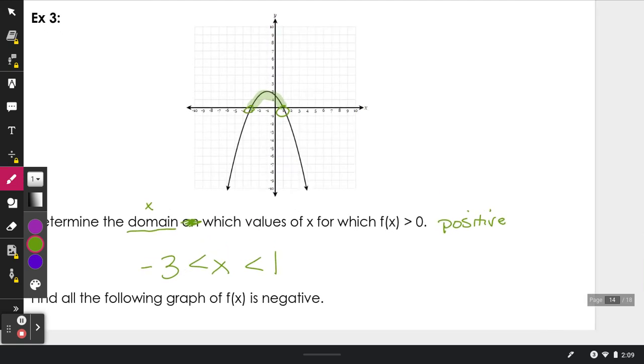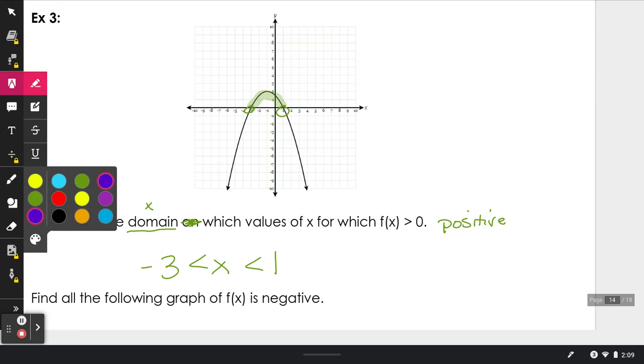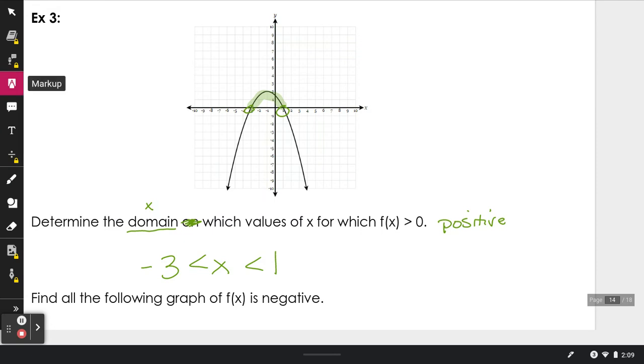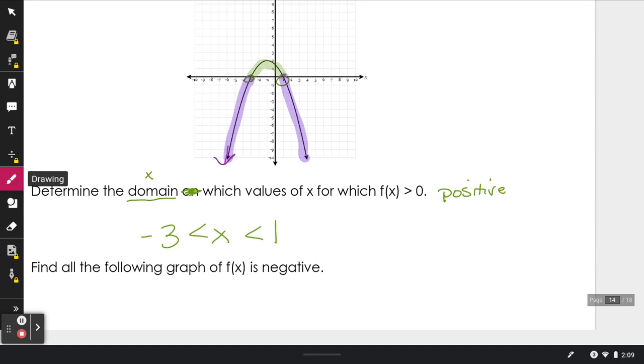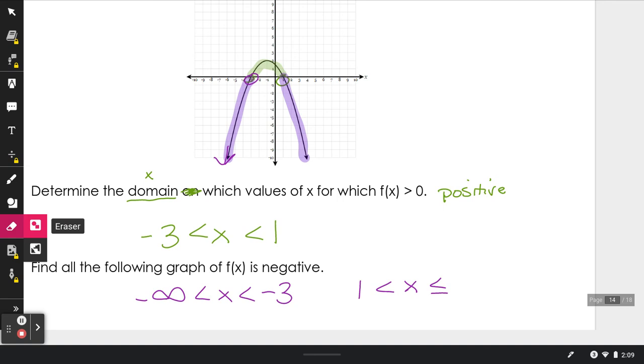Okay. And then the other part, where it's going to be negative, is this section as well as that section. And remember, you read the graph left to right. So that would be from -infinity all the way until -3. And then it picks back up at 1, and then goes all the way to +infinity.